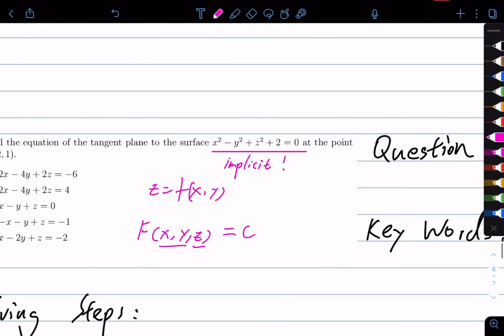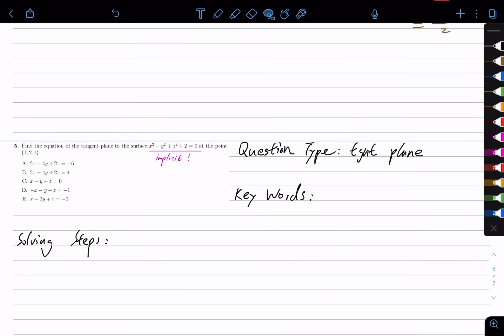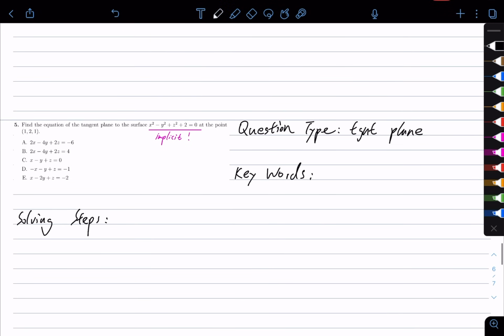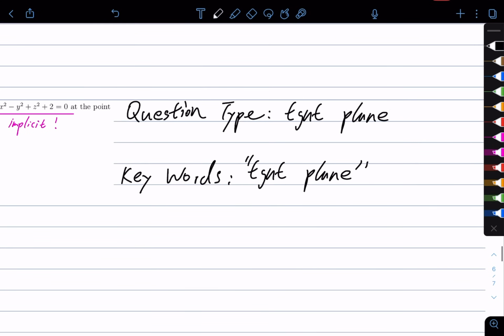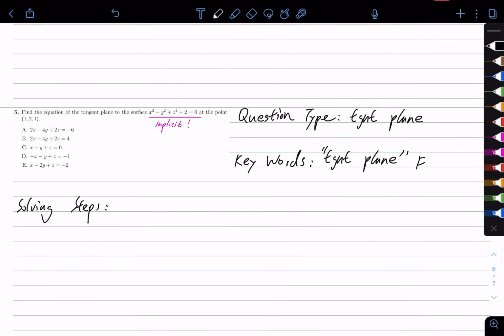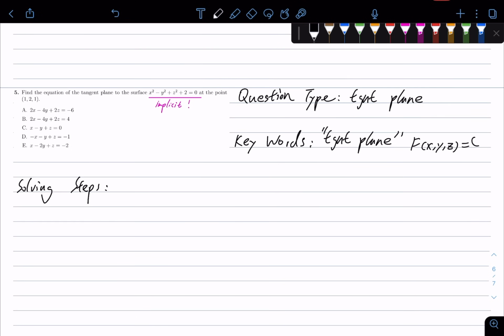So in this case, this is obviously an implicit surface. Right? So the key word here, we have tangent plane, right? Itself, right? The word tangent plane itself, as well as the function f of x, y, z equals to a constant. Okay? So now we know this is a tangent plane for implicit surface. Okay?